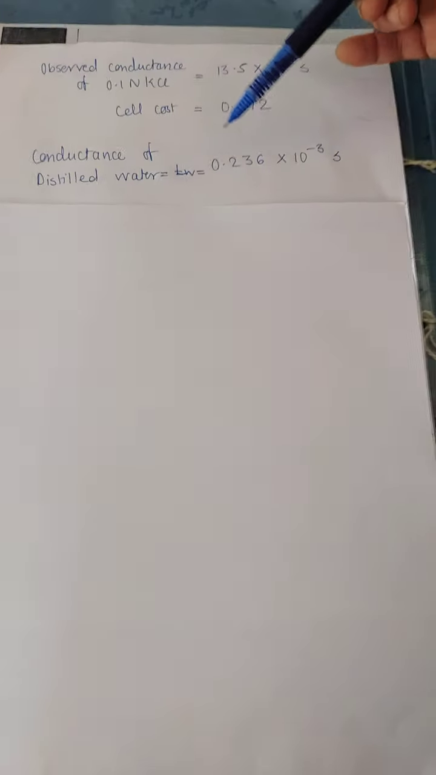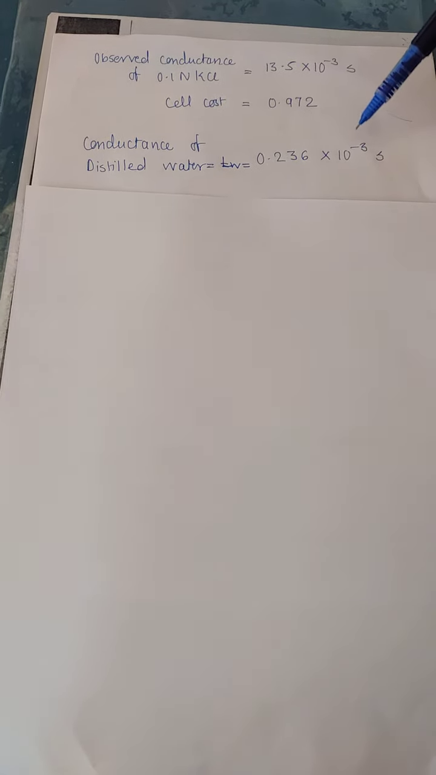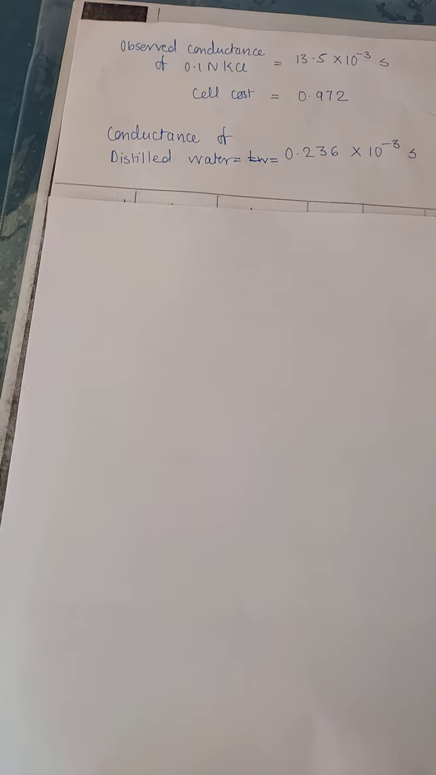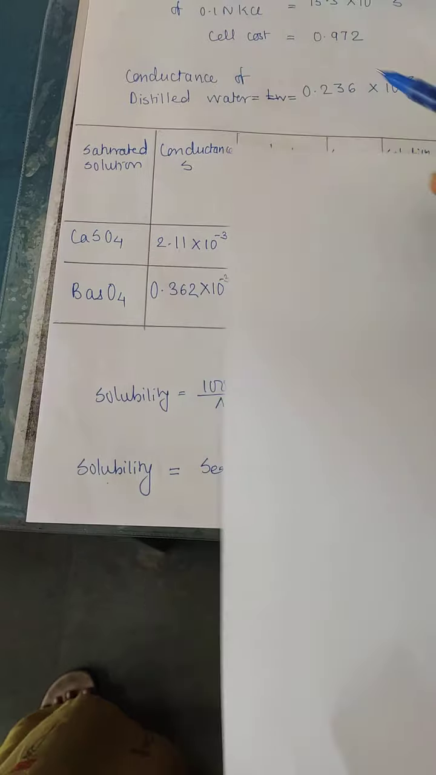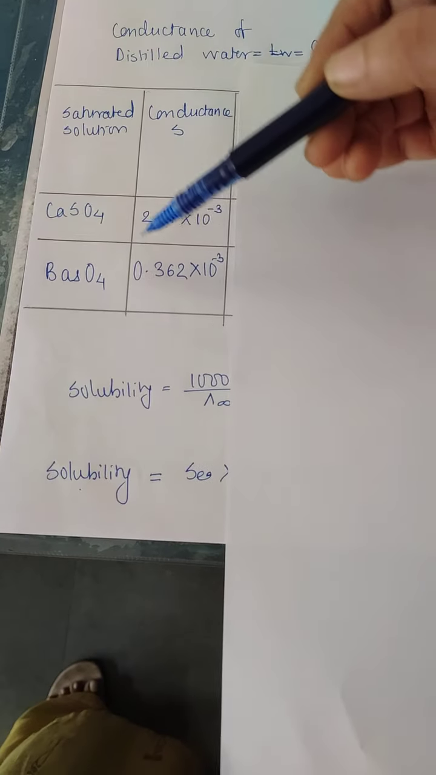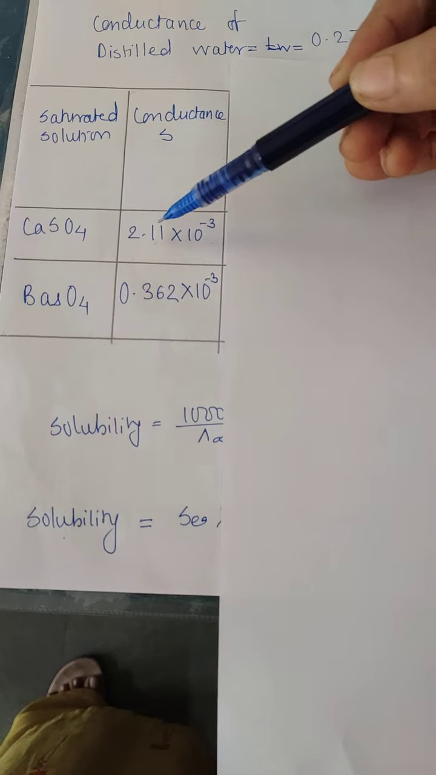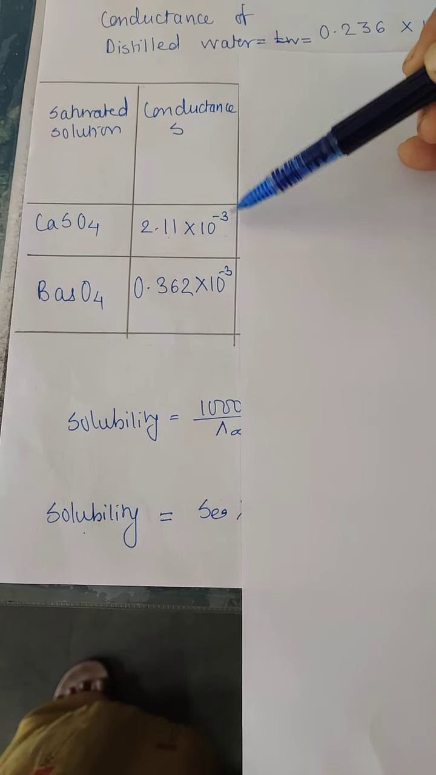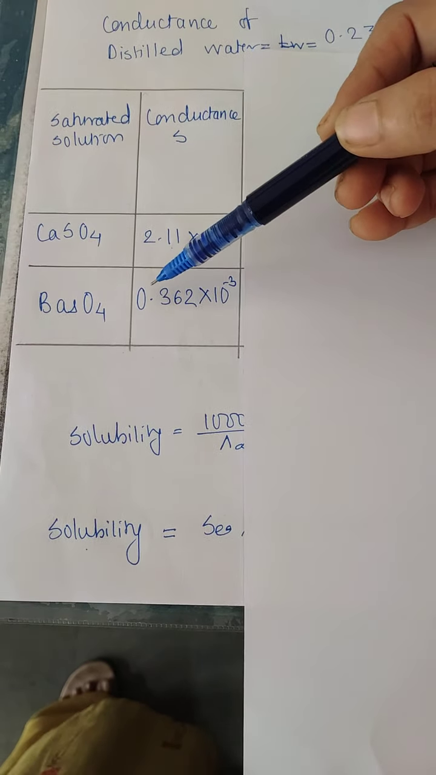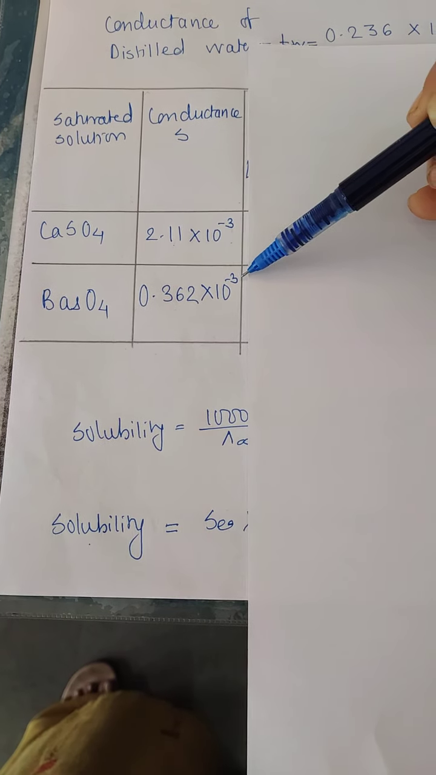So this is your observed conductance for 0.1 normal KCl. In the previous experiment we discussed how to find out the cell constant. This is your cell constant, 0.972. Next, the conductance of distilled water is 0.236 into 10 raised to minus 3 Siemens. Then we have measured the conductance for calcium sulfate and barium sulfate. Calcium sulfate conductance is 2.11 into 10 raised to minus 3 Siemens, and barium sulfate conductance is 0.362 into 10 raised to minus 3 Siemens.